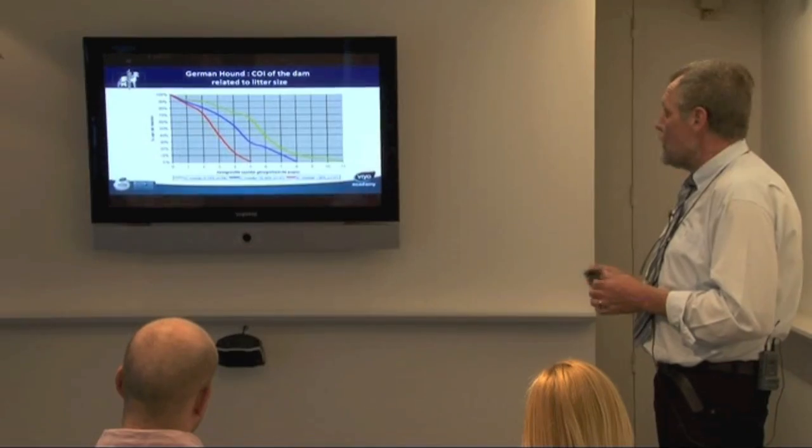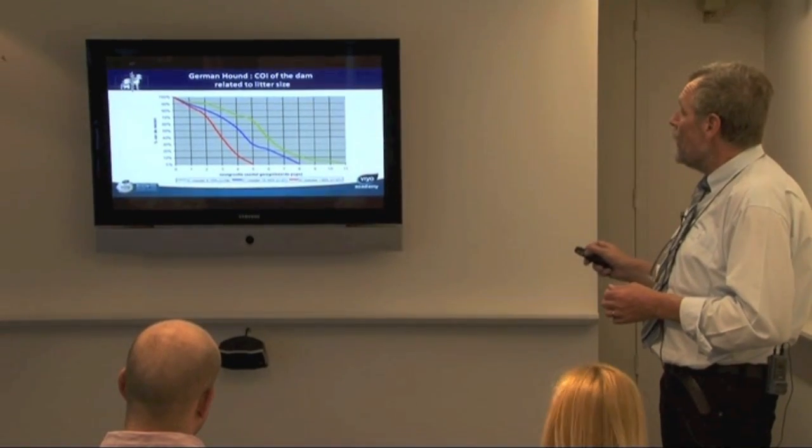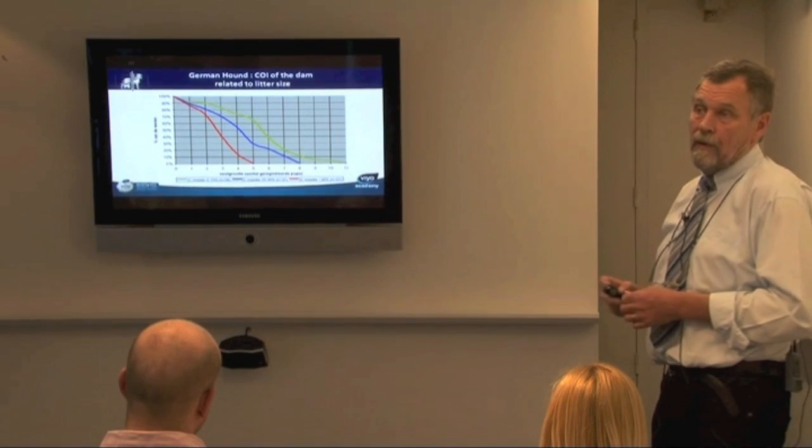The figures we have here are based on the coefficient of inbreeding of the dam. You should realize there is a difference between the consequences of the coefficient of inbreeding of a litter and the coefficient of inbreeding of the dam. At the level of the dam, you have the environment in which litters are created and growing and in the end being born and being weaned.